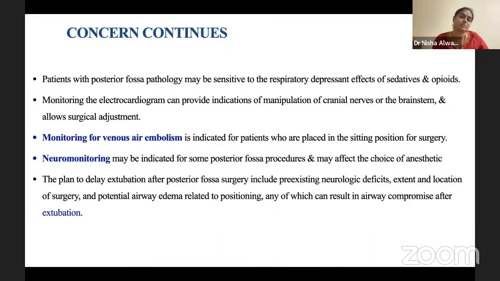And if neuromonitoring is planned, then the anesthesia strategy changes because it requires certain changes in the anesthesia. The plan to delay extubation, everything has to be decided preoperatively, as I already mentioned. It's about hearing nerve dysfunction or altered sensorium because of the raised ICP where the GCS is already poor. In that condition, it has to be delayed.